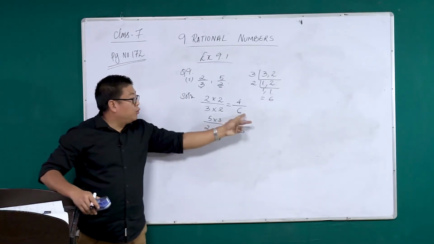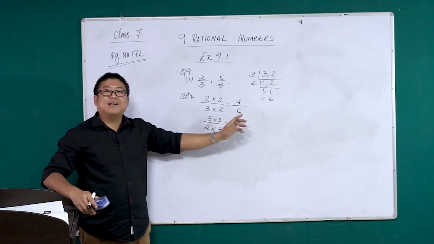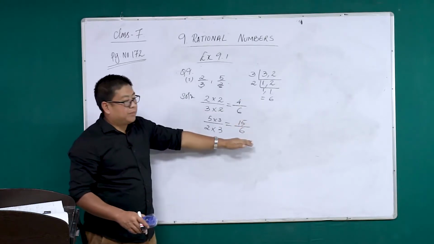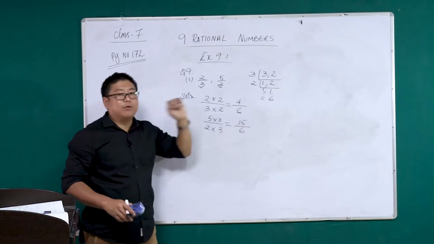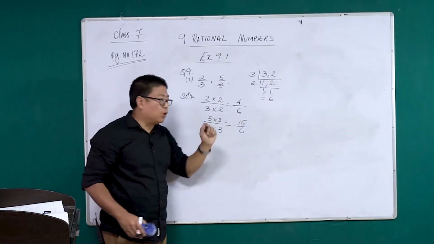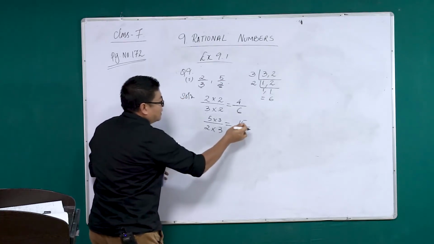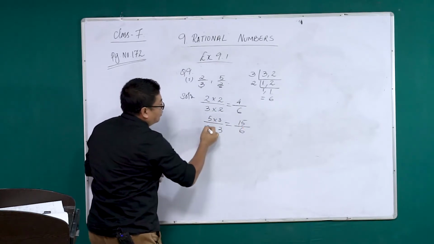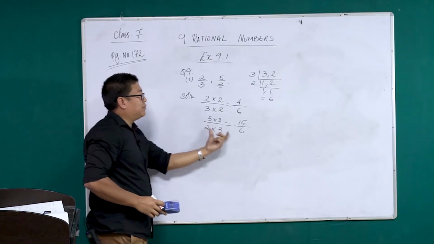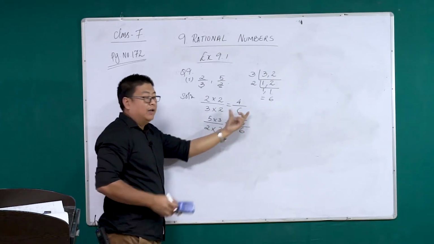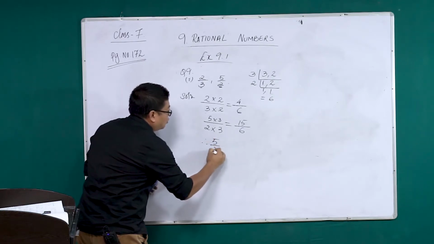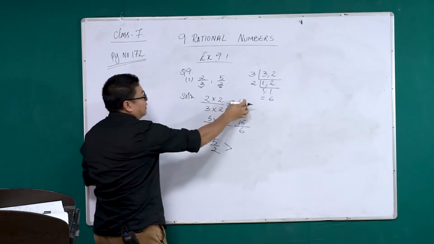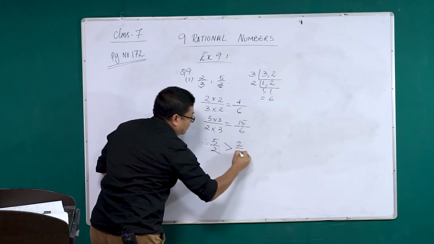Now, if you look at the denominators, both of them are 6. Now we can refer to the numerators. Forget about the denominators for now. Look at the numerators: 4 and 15. Which one is bigger? Obviously 15 is bigger. So we can conclude that 15 by 6 is bigger than 4 by 6. In short, 5 by 2 is bigger than 2 by 3, because after multiplying we're getting this bigger than this. So 5 by 2 is greater than 2 by 3.